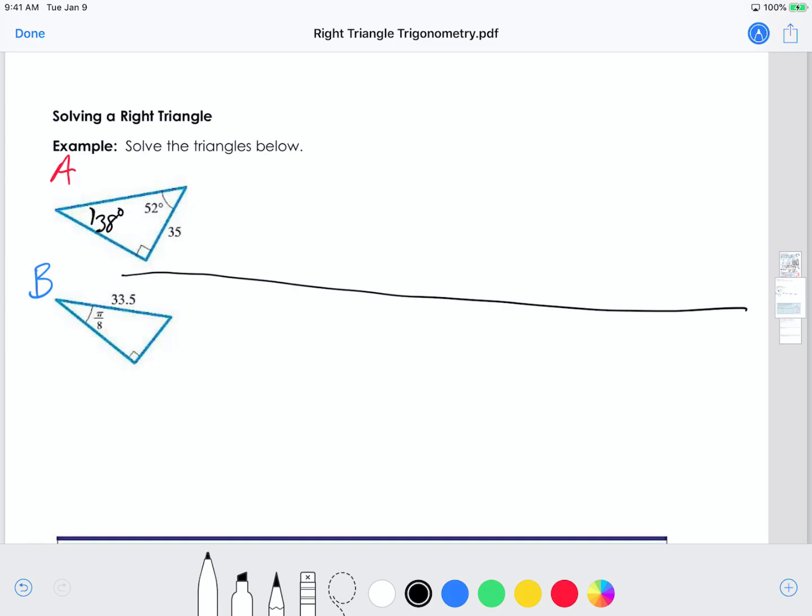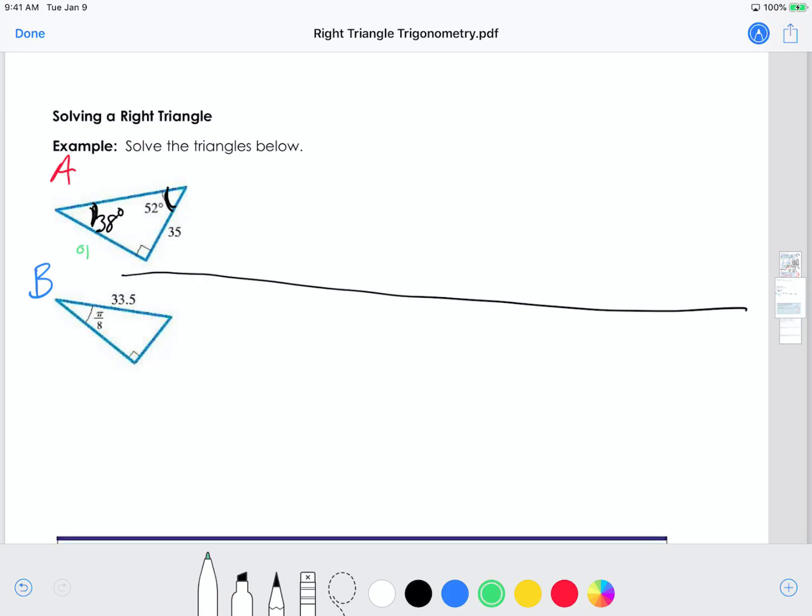But now we need to find the other two sides. We need to find the hypotenuse and the second leg. Now, if we had one of those two sides, we could use Pythagorean theorem to find the third side. However, we don't have enough information to use Pythagorean theorem. So what we're going to do is use our trig ratios instead to find the other two sides. Since I know that this angle here is 52, if I'm looking for the other leg, that would be the opposite side.